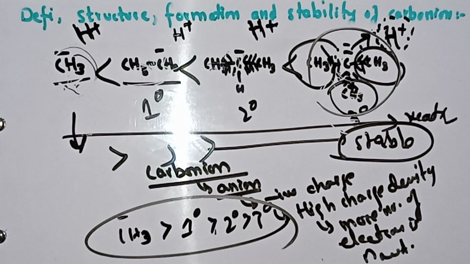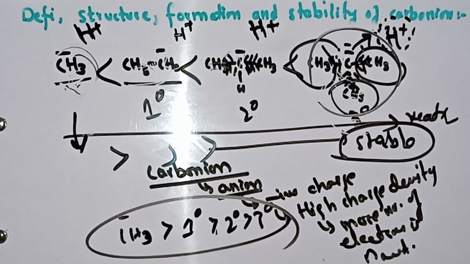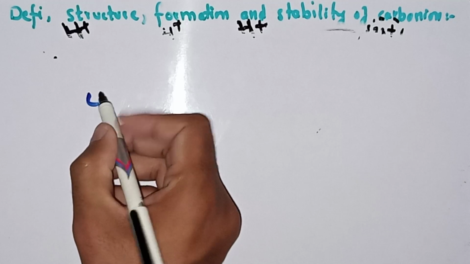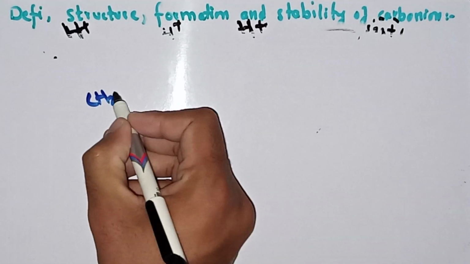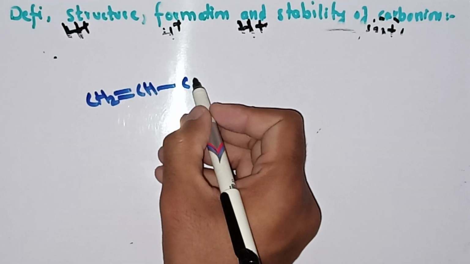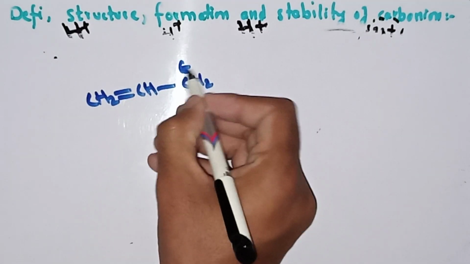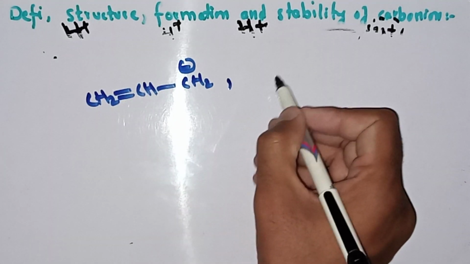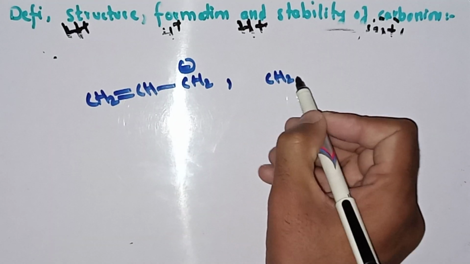Also, resonance can also explain the stability of carbanion. How? Let's take another example, like that: CH2 double bond CH single bond CH2 negative. One compound is that, and another compound is that.